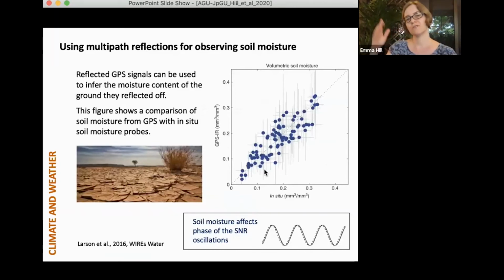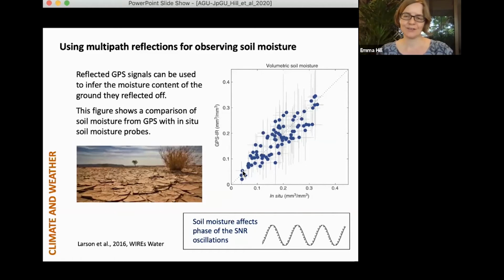The reflection technique can also be used to look at soil moisture, and this is getting at the reflectivity of that surface, and in particular the dielectric constant, and it has an effect on the phase. So you can see in this bottom figure that you slightly shift the oscillations in the signal to noise ratio. And this is an example comparing in situ measurements of soil moisture with estimates from GPS interferometric reflectometry, and you can see really great agreement.